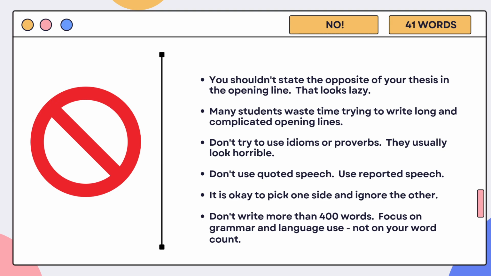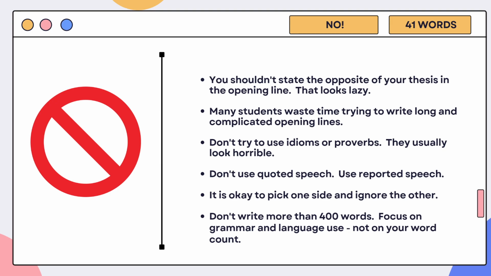So don't say, "Some people think that the best way for teachers to improve the social skills of their students is to encourage them to ask questions. However, I think the best way is to make them work in groups." Don't do that. That's repetitive, it looks lazy, it's derivative. Do what I said and start with a broad introduction to the general theme of the essay.